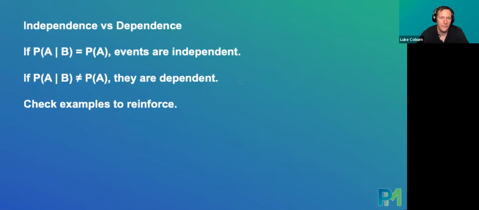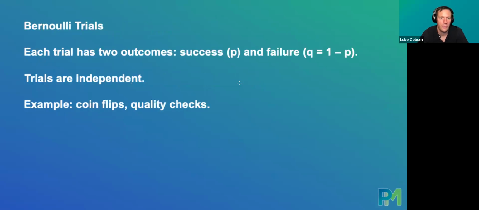Okay, so then, when you have independent events, then the probability of A given B is equal to the probability of A, I think, is it? I don't know. Let's just move on. Okay.